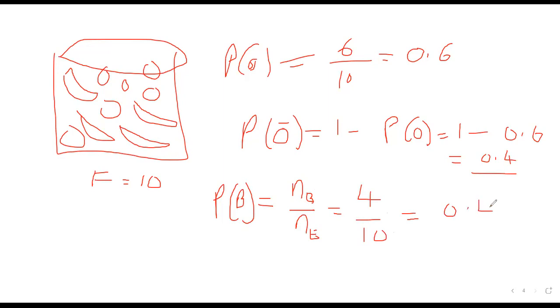So what's the probability of not picking a banana? It is B complement, which is 1 minus 0.4. Ultimately, you're going to get 0.6. At this point, any questions? Are we together? Yes. Yes, it's clear. All right.